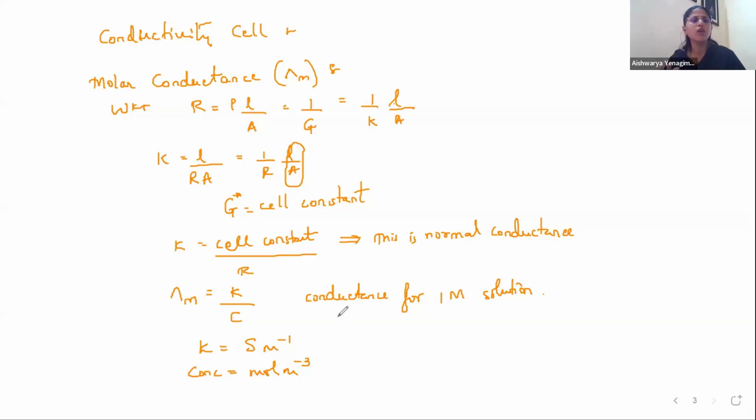We have to be very careful during conversion, because here molarity is moles per liter, but the unit given is moles per cubic meter. So the conversion factor comes in. The conversion factor is 1000. So 1 mole per cubic meter in terms of molarity can be written as molarity into 1000 liters. Yes, fine. So this is the molar conductance.